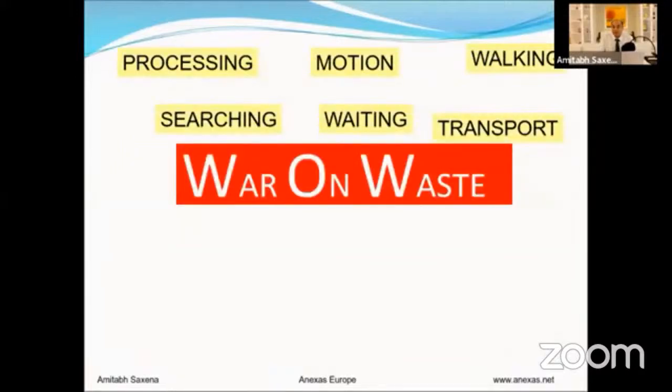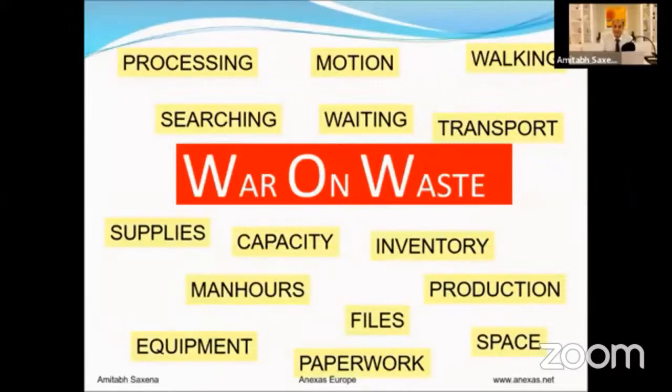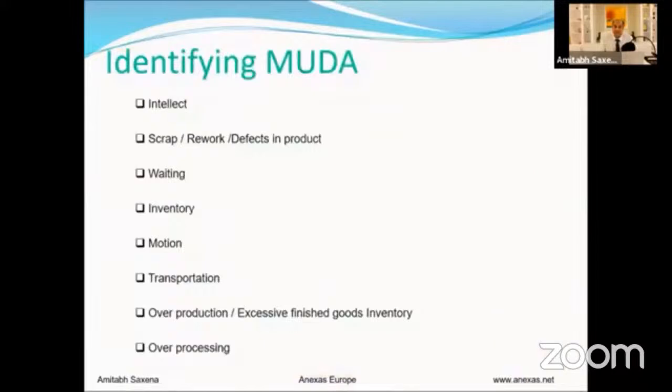Lean is about war on waste: processing, motion, walking, searching. These are all examples of waste. Paperwork, too much paperwork, space utilization, space underutilization. They are all examples of waste. So these are the 7 wastes. I just listed them. In fact, to remember the 7 wastes, you can always remember this term called I SWIM TO.